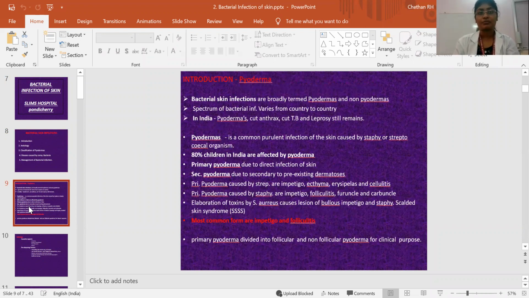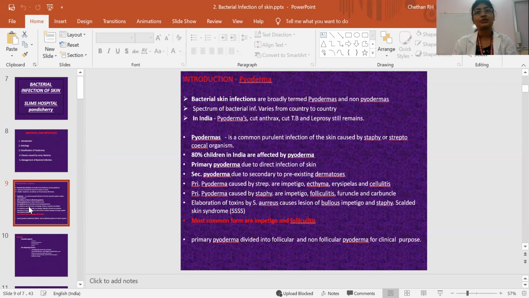What is pyoderma? Bacterial skin infections are broadly termed as pyodermas and non-pyodermas. The spectrum of bacterial infection varies from country to country. In India, pyodermas, cutaneous anthrax, cutaneous TB, and leprosy still remain. Pyoderma is a common purulent infection of the skin which is caused by Staphylococcus or streptococcal organisms. 80% of the children in India are affected by pyoderma.